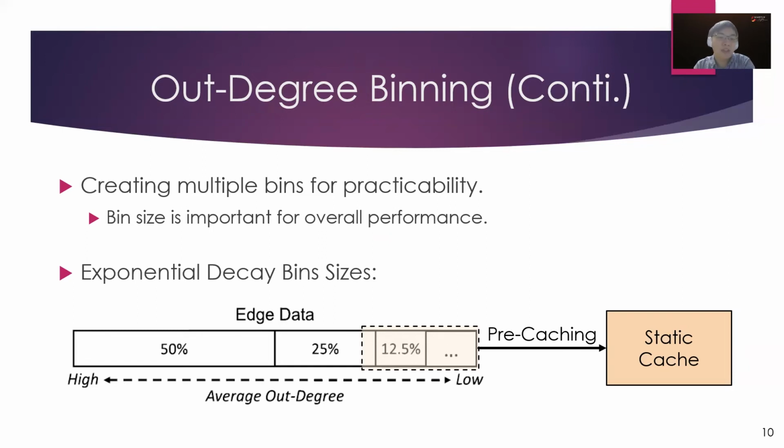So we propose to configure bin size following the exponential decay of the edge data size, which is shown in the figures below. So the bins of a large out degree are kept on the left-hand side, and the bins of a small out degree are kept on the right-hand side. So the pre-caching is easy and efficient by sequentially reading the edge data from the right-hand side according to the size of the static cache. And based on our evaluation, the exponential decay bin size is appropriate for large-scale processing, as it performs well with or without the static cache.